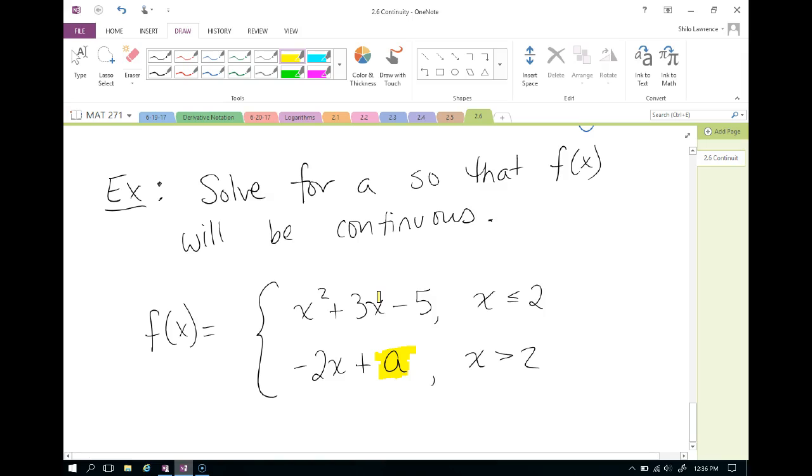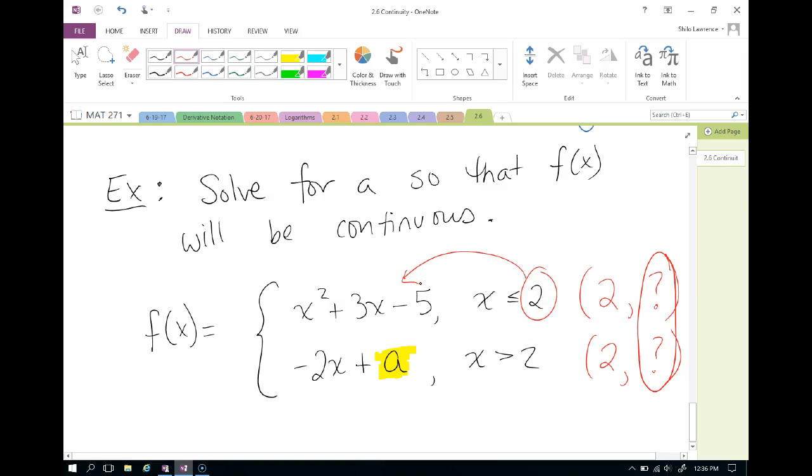We're going to do the exact same thing in this problem that we did in the last problem. I know that it'll be continuous if my y-coordinates match up. I need the points overall to match up. I need this to be 2, something, 2, something, and those somethings need to be exactly the same. So we're going to plug in 2 and see where the parabola is at, plug in 2 and see where the line is at.